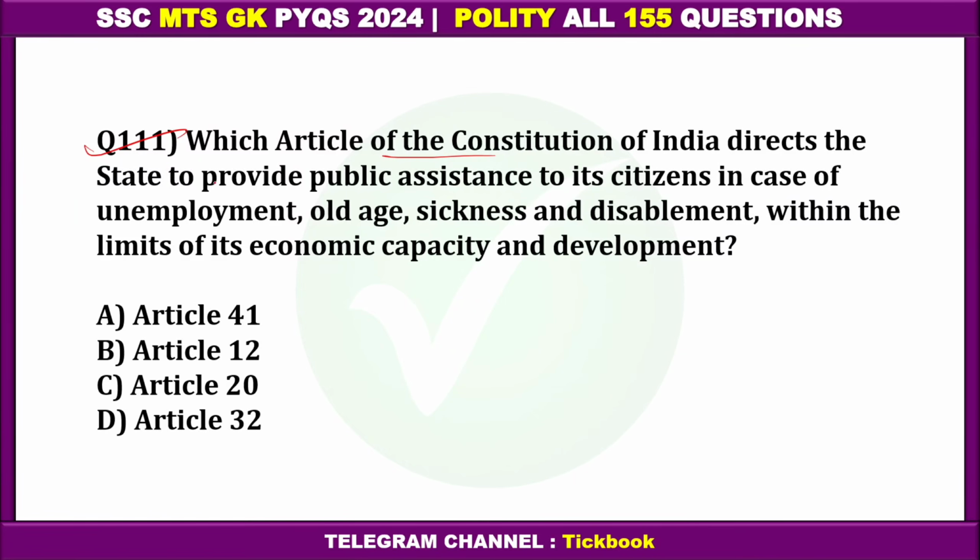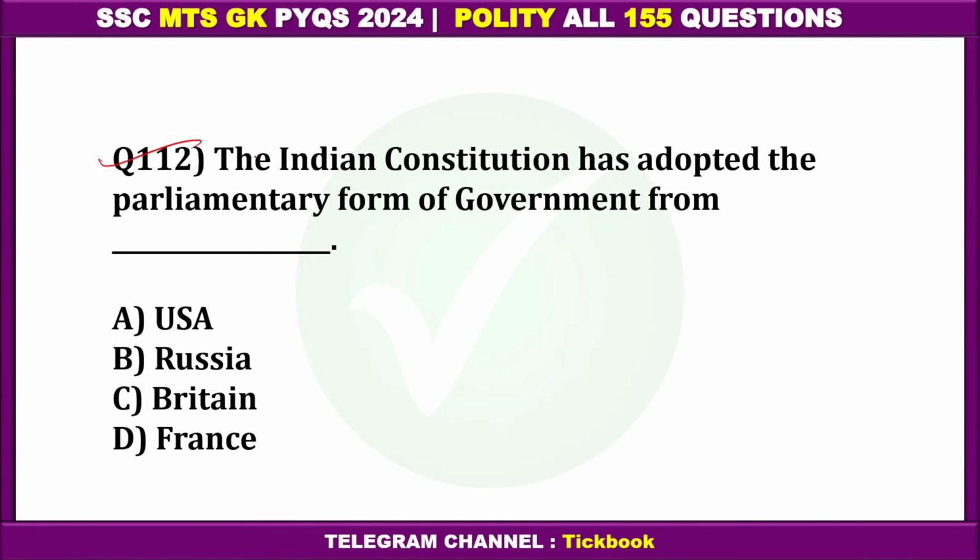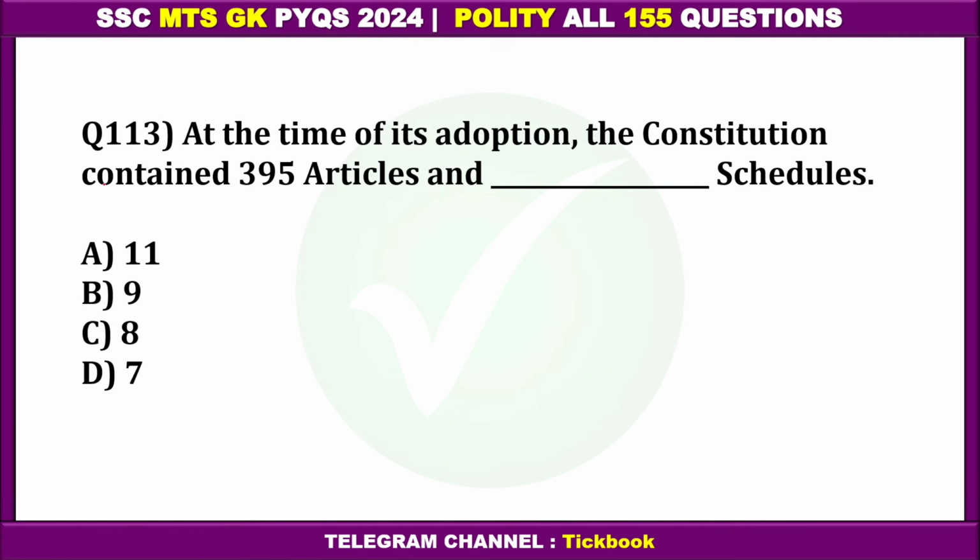111. Which article of the Constitution of India directs the state to provide public assistance to its citizens in case of unemployment, old age, sickness, and disablement within the limit of its economic capacity and development? Option number A. Article 41. 112. The Indian Constitution has adopted the parliamentary form of government from. Option number C. Britain. Parliamentary form of government is taken from Britain.